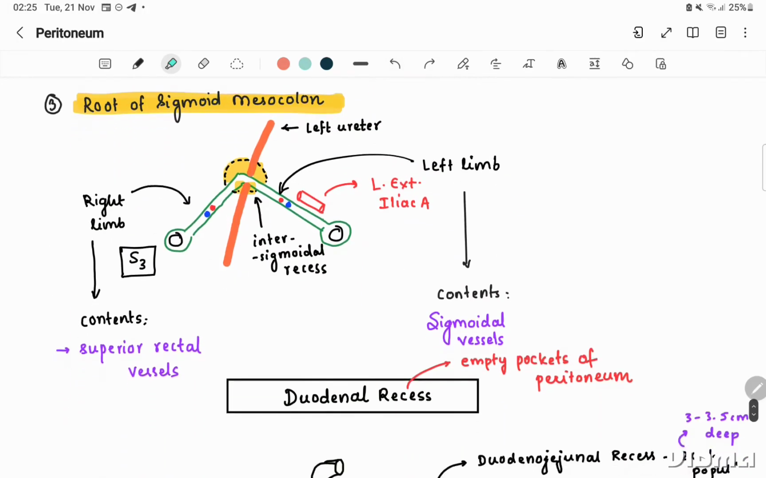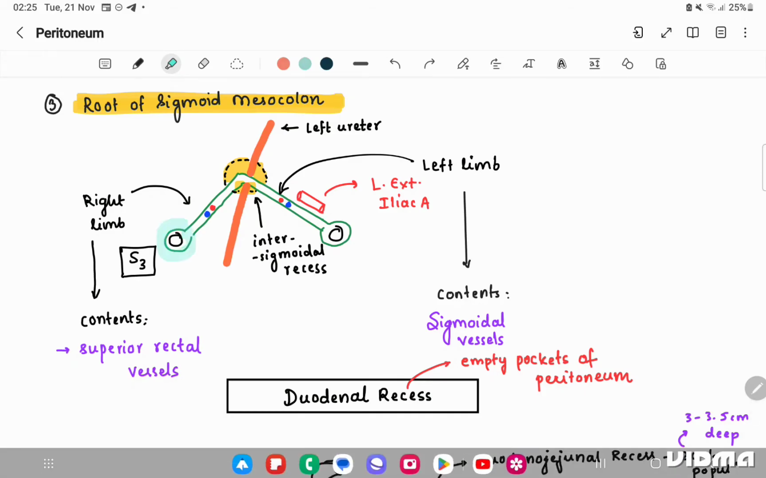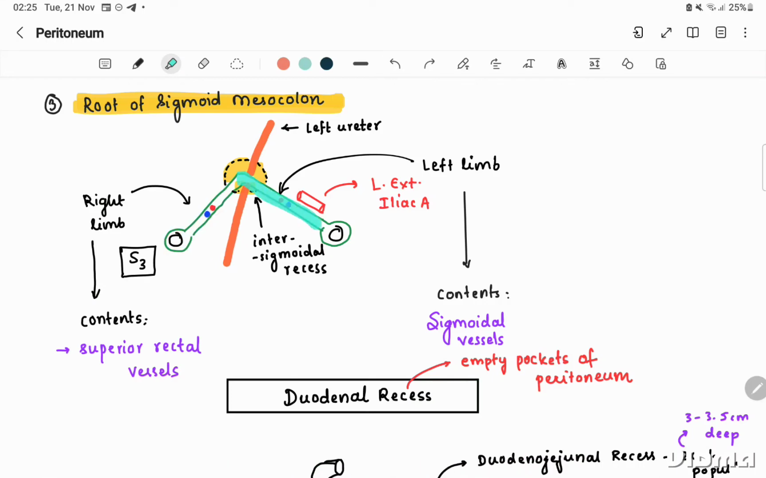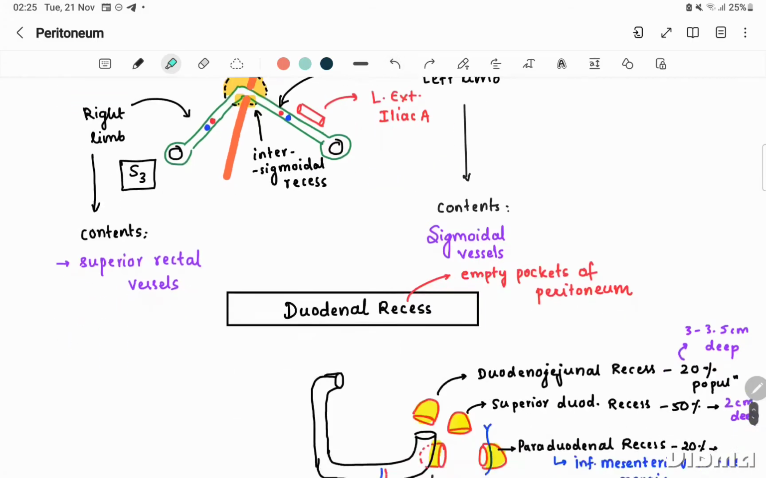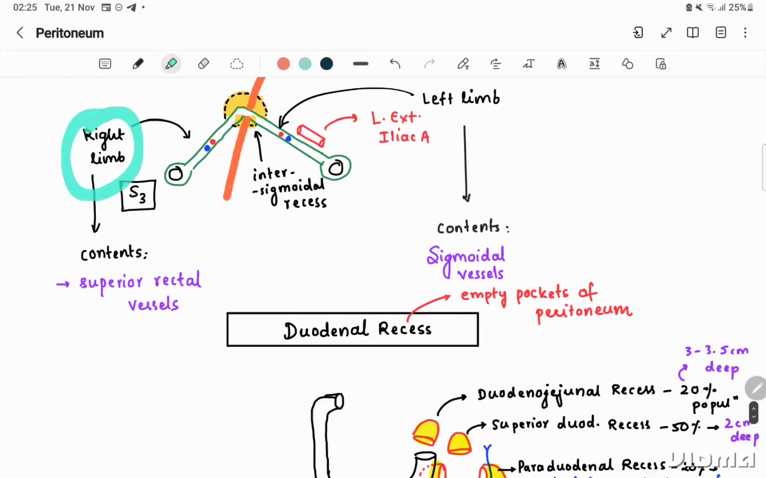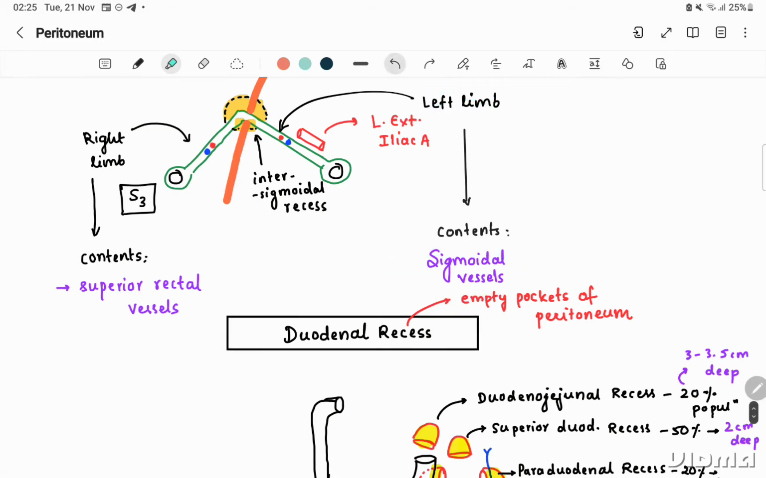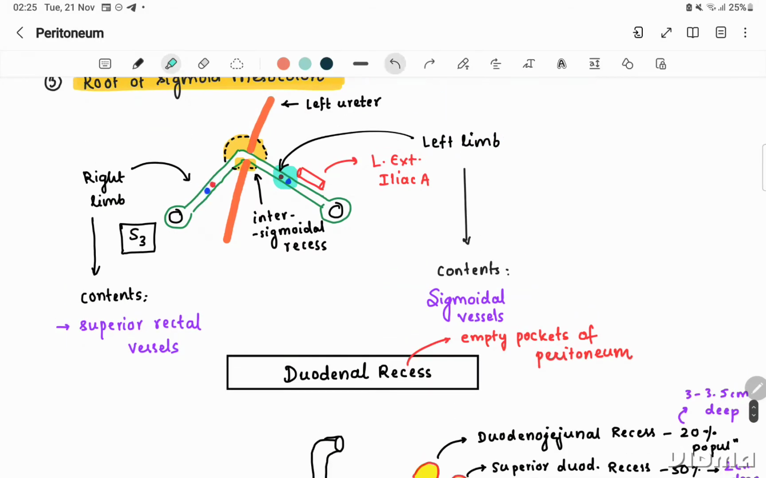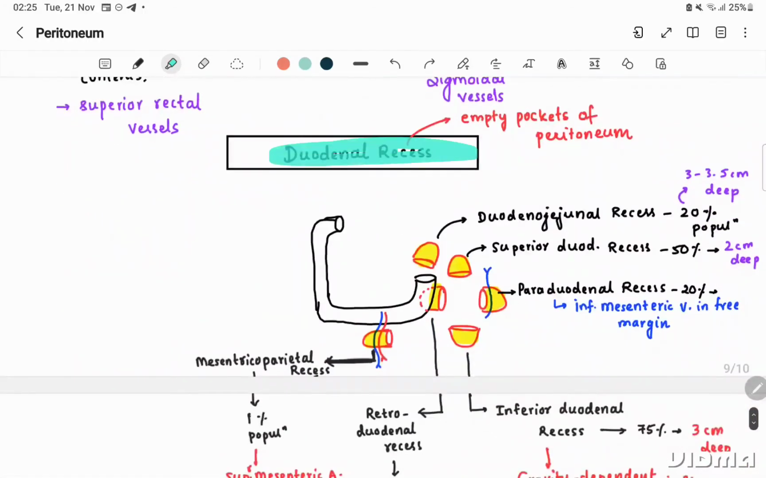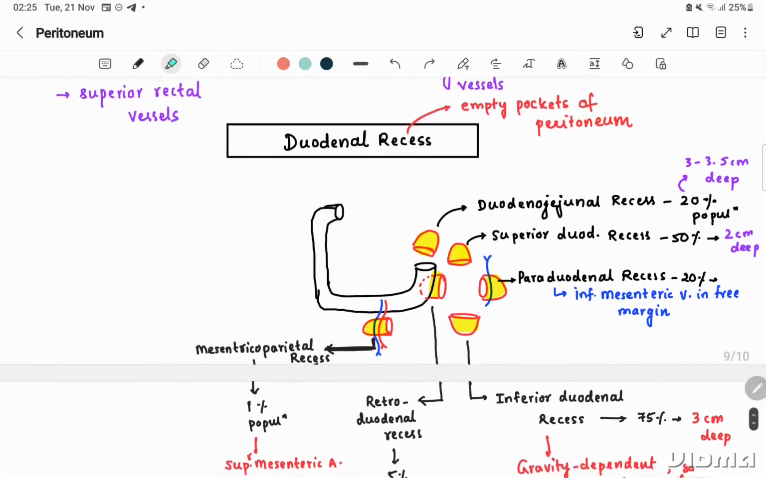Then let's talk about the root of the sigmoid mesocolon. This is the right limb of the root of the sigmoid mesocolon, and this is the left limb, and we have the intersigmoid recess. The left ureter is passing posterior to it, and we have the left external iliac artery in this region. What are the contents? From the right limb we have the superior rectal vessels, and the contents of the left limb are your sigmoid vessels. Understood?